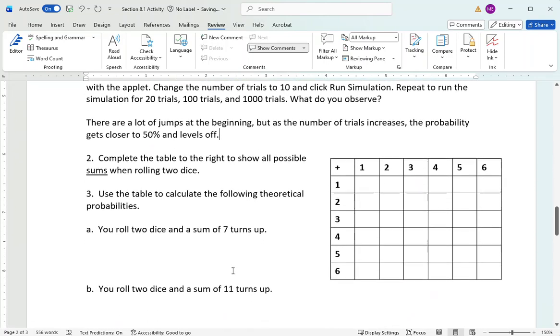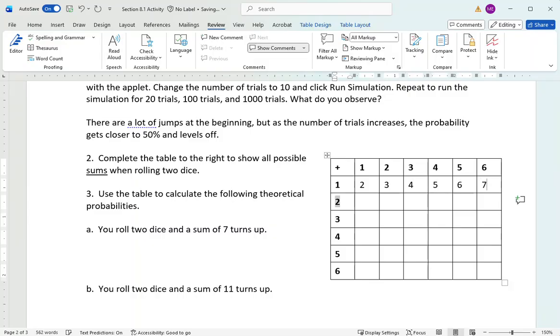Okay, so now we are going to look at possible sums when we roll two dice. So first we're going to fill in our addition table here. So we are adding the column and row. 1 plus 1 is 2, 2 plus 1 is 3, etc. Go ahead and pause the video if you like, or fast forward as we fill this in.